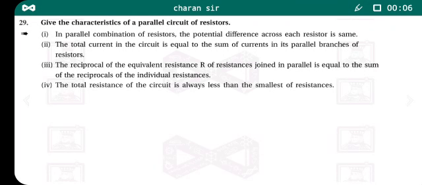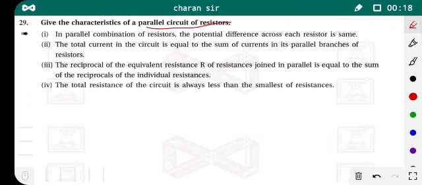Hello friends, in the previous video we discussed the series connection of resistors. Now in this video we are going to study the parallel connection of resistors. So the first question is, what is the parallel connection of resistors?